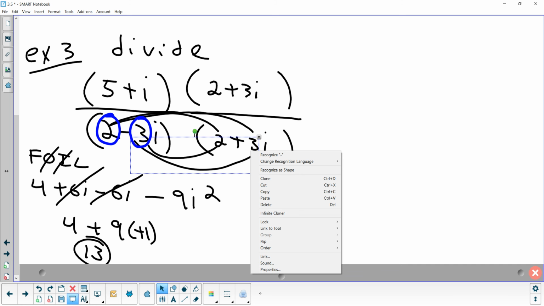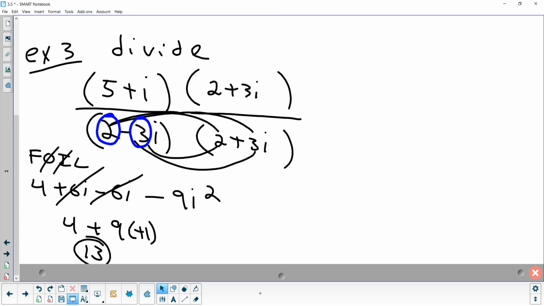Just FOIL it every time, but you'll be doing some work you're going to cross out. All right, so the bottom is 13. And the top, we don't really have a trick for that. We just have to multiply it out. All right, so we'll start with 5 times 2. Francesca, what's that give me?